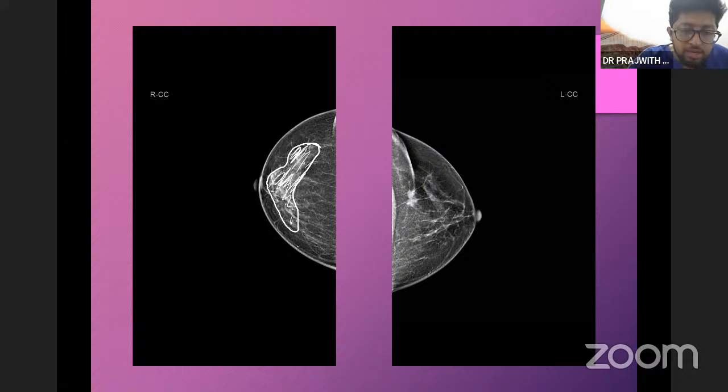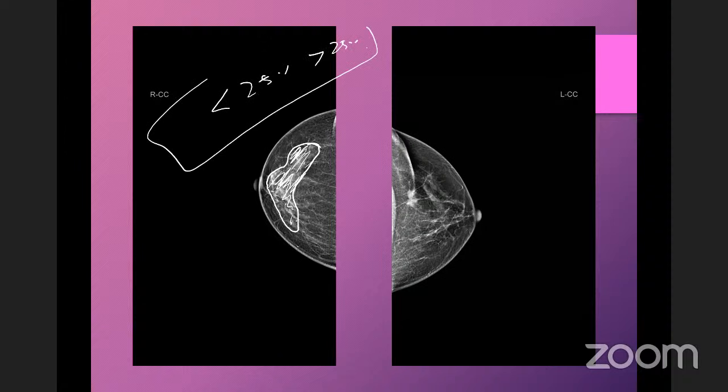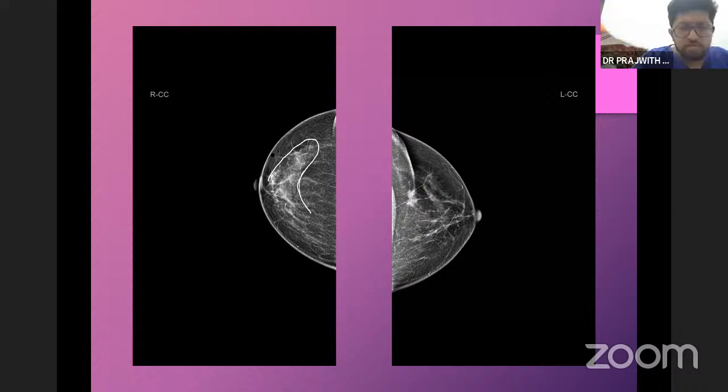Correct? Is it covering less than 25% of the breast or more than 25%? Than 25%. Less than 25% of the whole breast. If you are considering the quadrant, it will almost be up to 25%, we can call it.